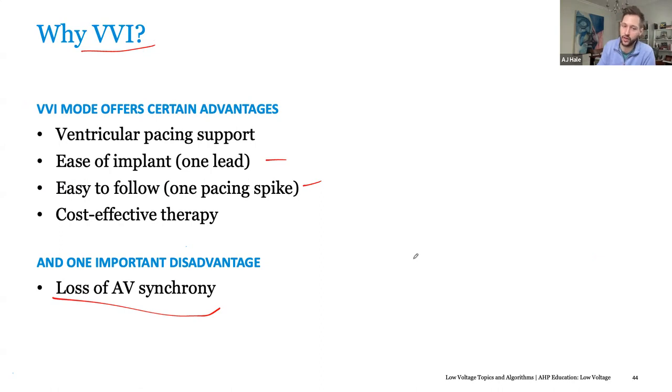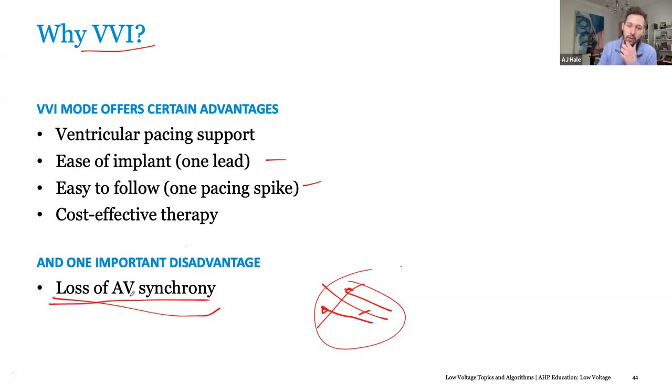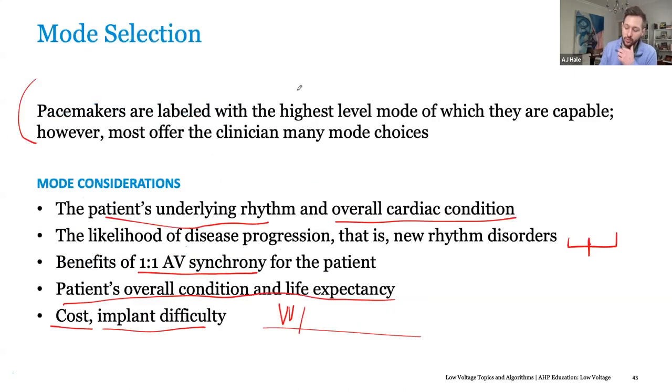But you do run the risk of pacemaker syndrome, where you're pacing in the ventricle and you have blood backflowing into the atrium due to loss of atrial synchrony. So you'll end up with people feeling pulsations in their throat, or they'll feel kind of sick or not ideal. That's a reason why we may want to avoid putting a VVI device in someone with a healthy atrium.